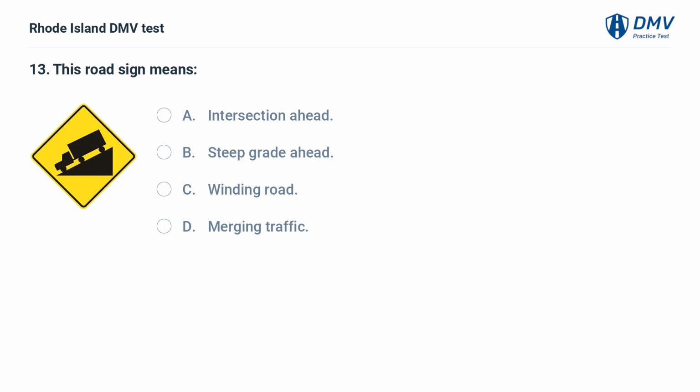This road sign means: A. Intersection ahead. B. Steep grade ahead. C. Winding road. D. Merging traffic. B. Steep grade ahead. This sign indicates that a steep downhill grade is ahead.